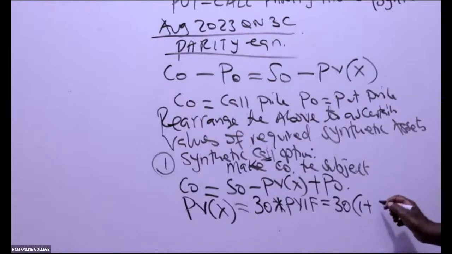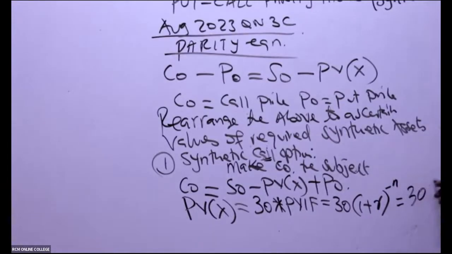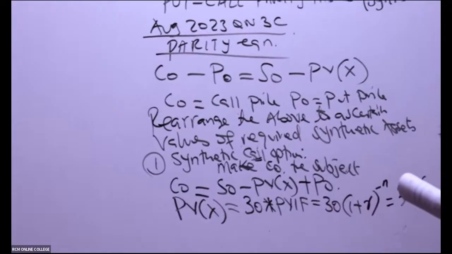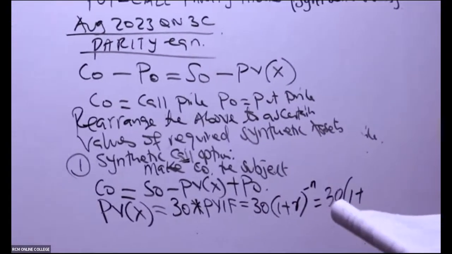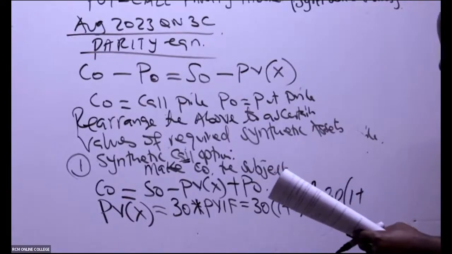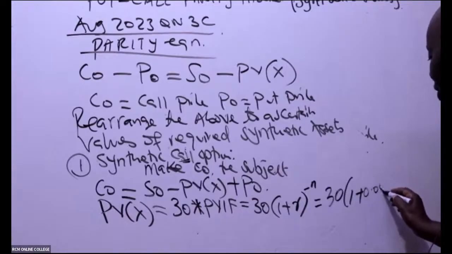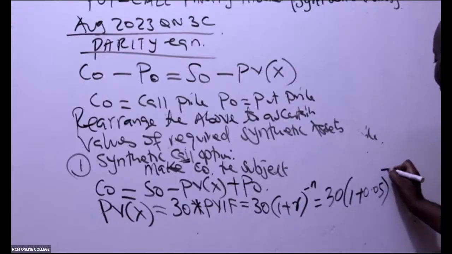So in this case here, 1 plus R raised to negative N. So then this one here will be 30 into 1 plus R. The R in this case will be the risk-free rate. Are you able to see the risk-free rate in this question? 5%, so 0.05, and so many students mess up here.